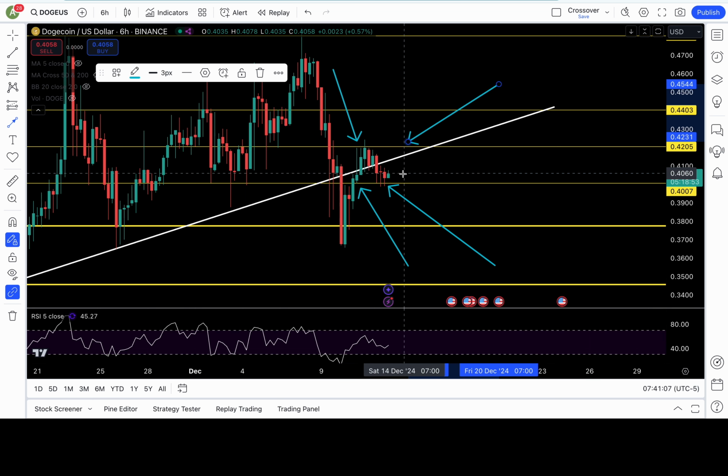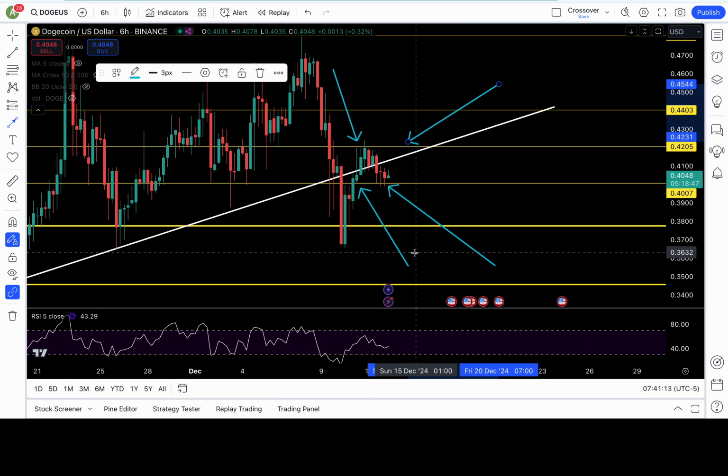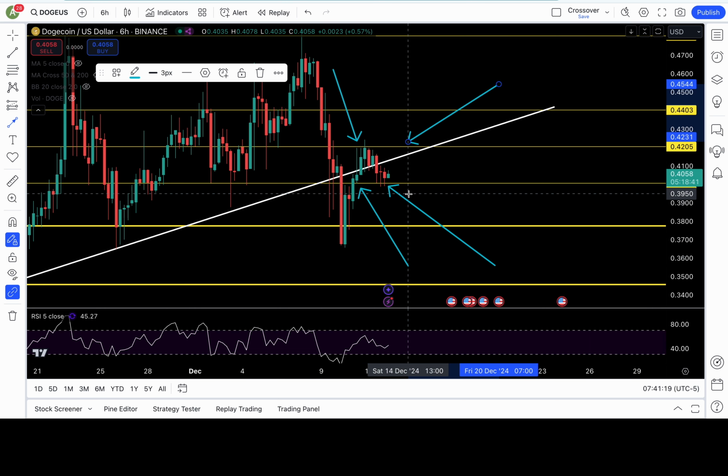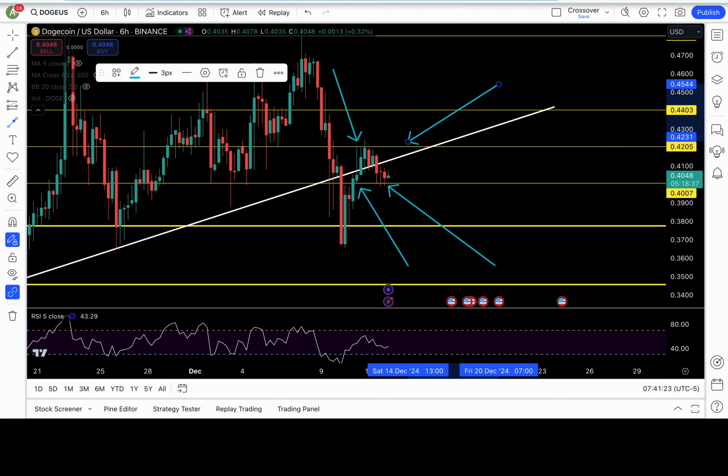But if we break down 40 cents, that's bearish to me, and I think we can go a lot lower, 38, back down to 35, 36 cents. Okay, hopefully not, but if it happens, it is what it is. You just got to react. 40 cents fail, bearish. 42 cents clear, bullish. I would look to long.